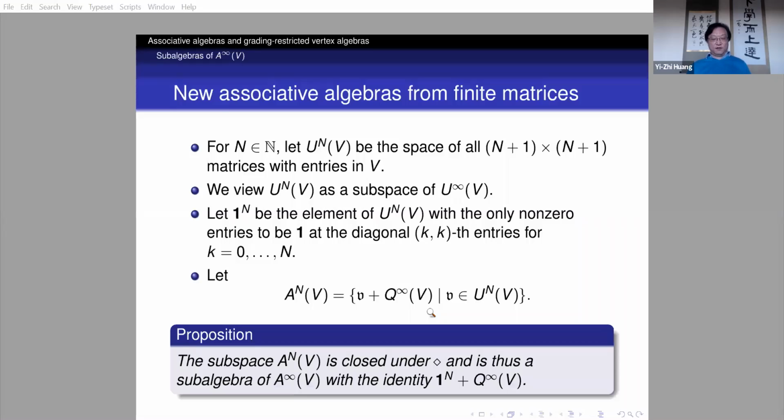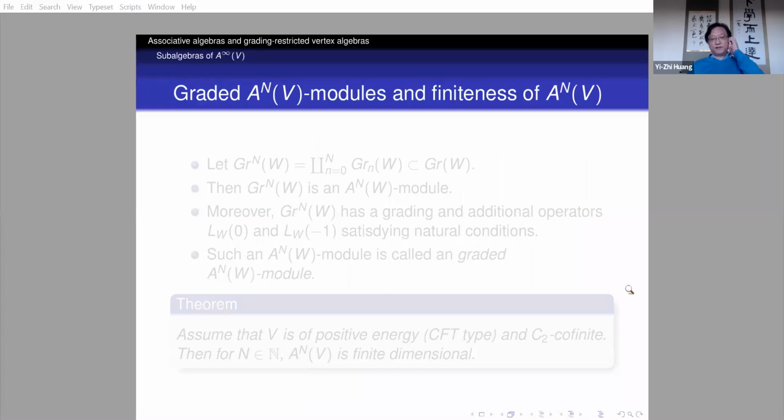Then we can prove the following theorem. It is easy to see that this is indeed also closed under this operation, because when you consider the subspace of finite matrices, it is certainly closed. And the identity is this. So this is straightforward.